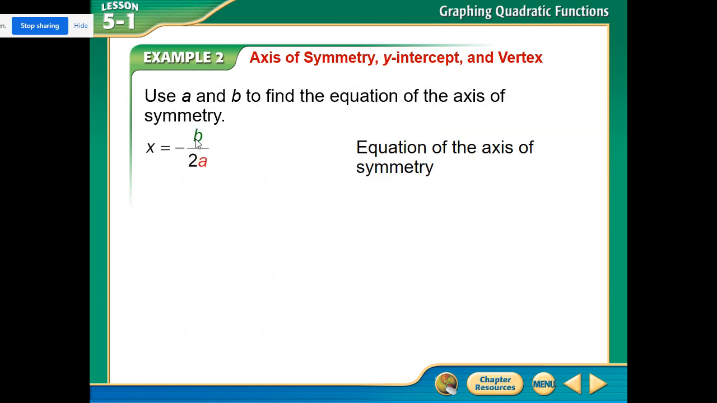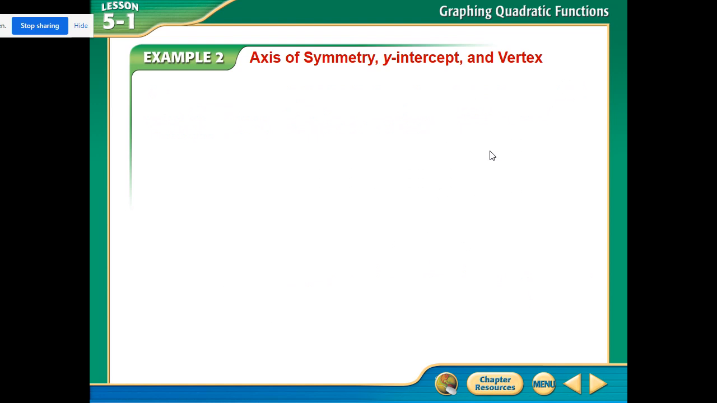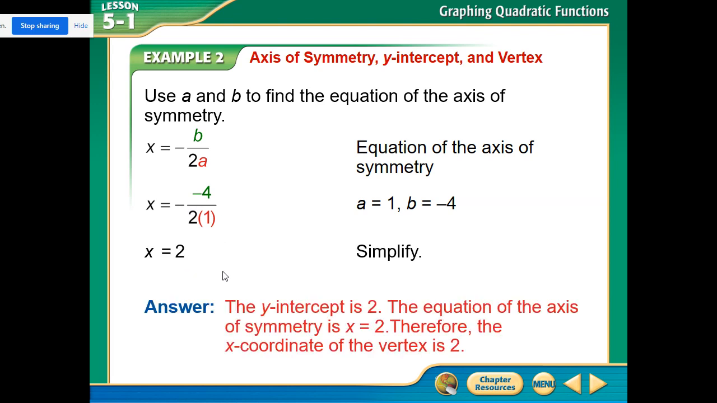Now, here's that formula, negative b over 2a. So we have to plug in b is -4 and a is 1. So it is negative -4. We do have that double negative going on here, so we make that a positive 2. So the axis of symmetry has to go through that number, so it's x equals 2. And our x-coordinate of the vertex is then also 2.